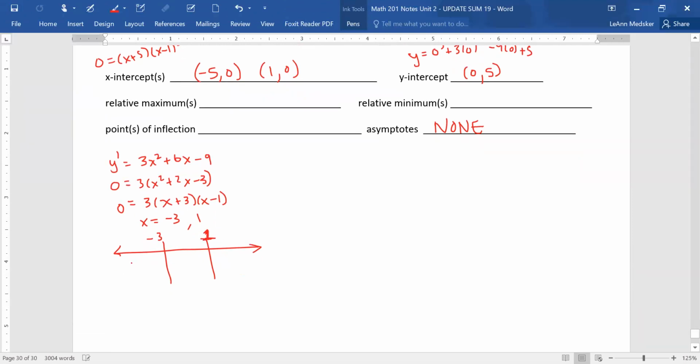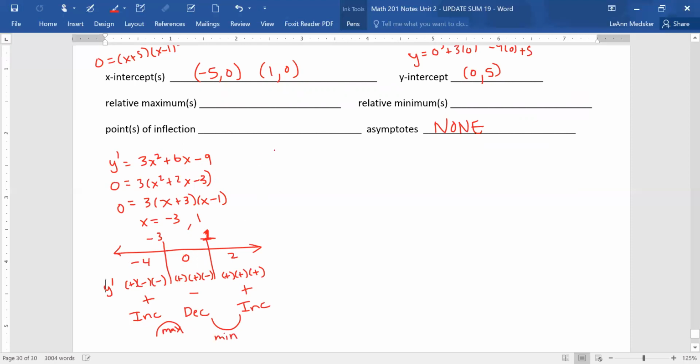We pick values in each region, plug them into y prime, and I just use the factored form. So I have a positive 3 in front of everything. So I'm just going to put plus all the way across. If I plug in negative 4, I get a negative times another negative. So that's going to be a positive overall. This region is increasing. If I plug in 0, I'm going to get a positive and another negative, and that would be a negative overall. So this region is decreasing. If I plug in 2, everything comes out positive. So this region is increasing. So increasing to decreasing, decreasing to increasing. That means that my max is at the negative 3 and my min is at the 1.